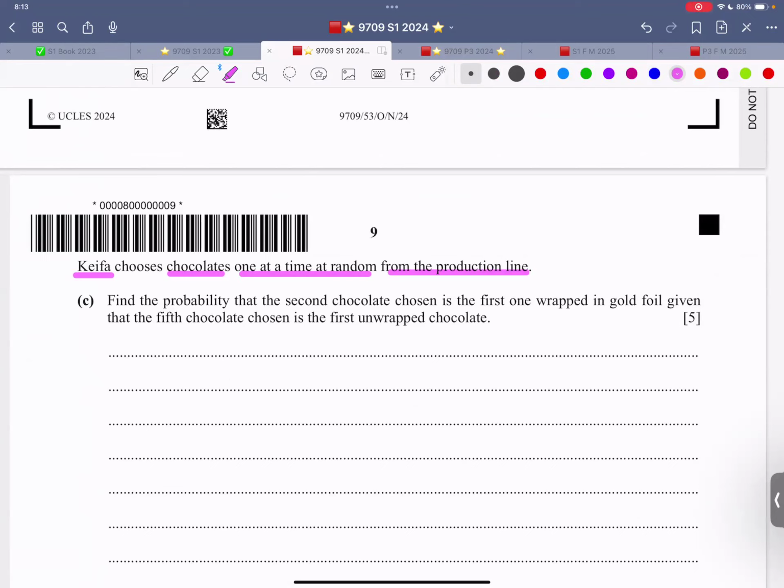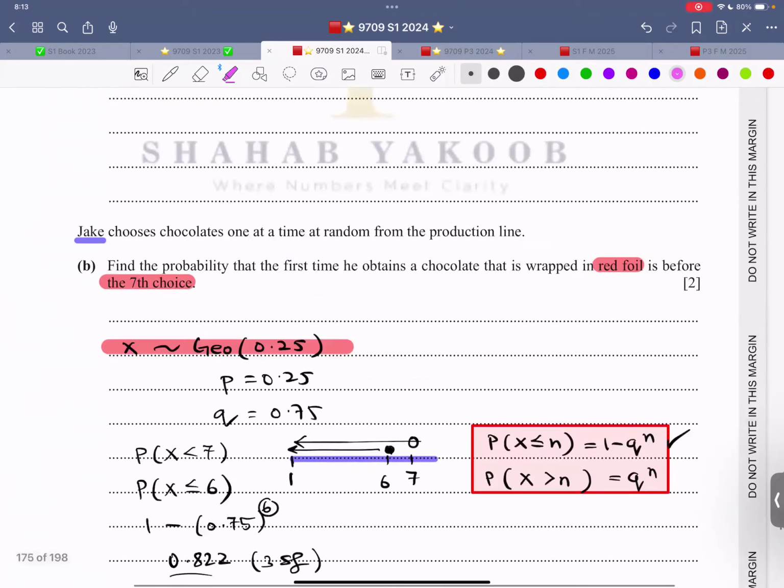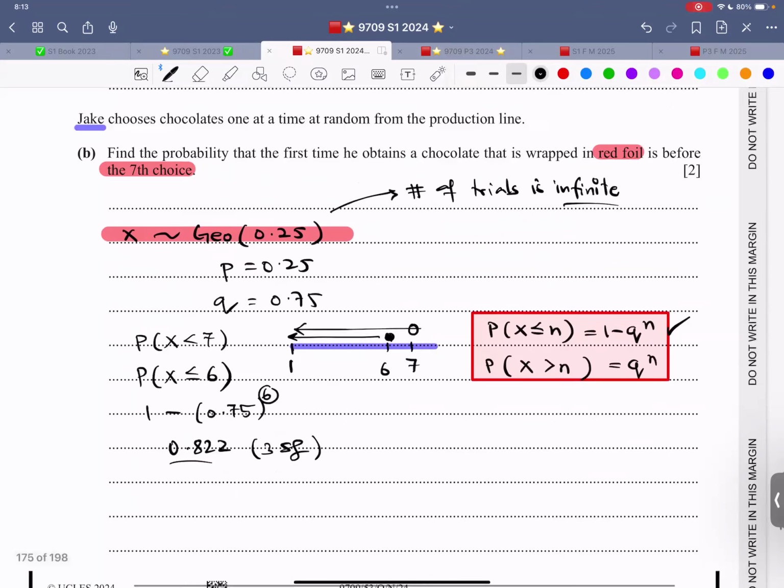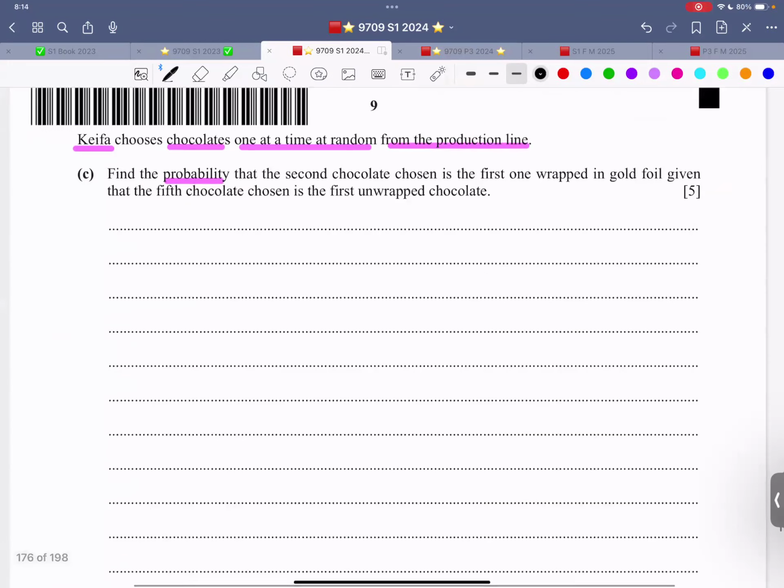Find the probability. And let me also explain one thing over here. Over here, it is necessary in order for it to be geometric, that the number of trials is infinite. And then we choose something out of that. So there is no number of trials given. Keep that in mind. So now moving next to this one, Kifa chooses chocolates one at a time from the production line. Find the probability.